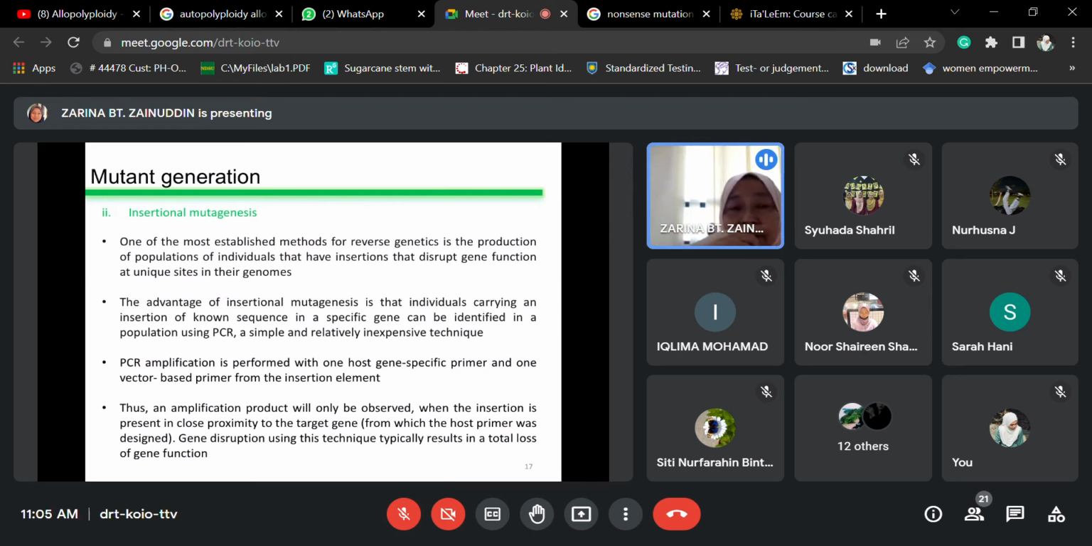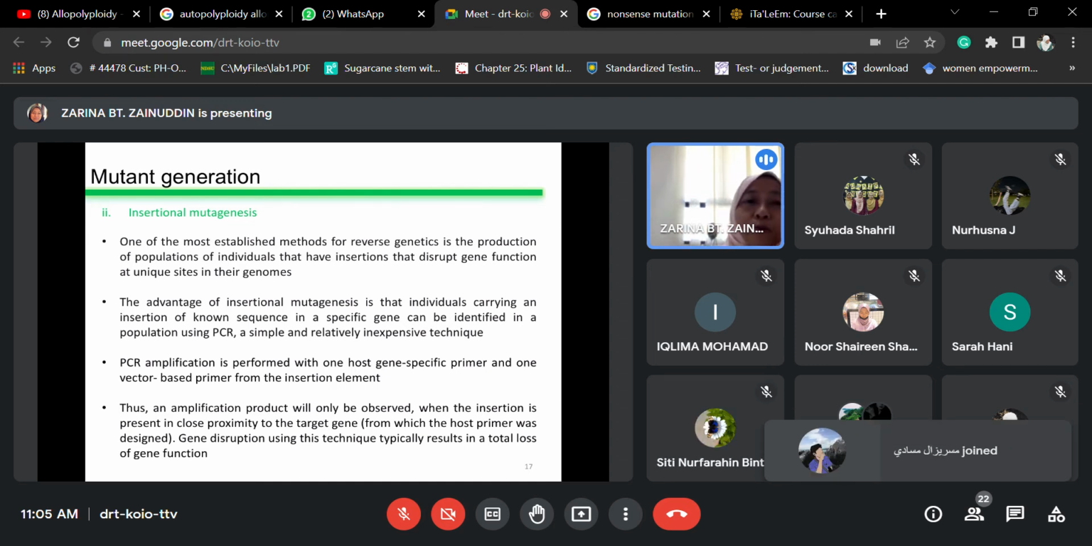Okay, so the second one is what we call insertional mutagenesis. Daripada perkataan tu, you know, insert, you masukkan something, a segment of DNA into the genome of the plant yang you want to create mutant. So bila you masukkan DNA segment, dia akan ganggu the genome. Okay, so it will cause the mutation lah sebab you masukkan ada satu part, you insert.